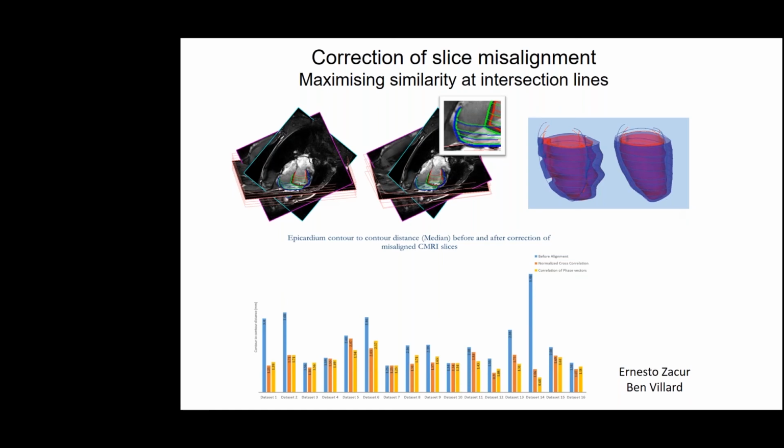This is what is called, as I said, image registration. And image segmentation and image registration have been the two main fields of biomedical image analysis for a very long time. Right?